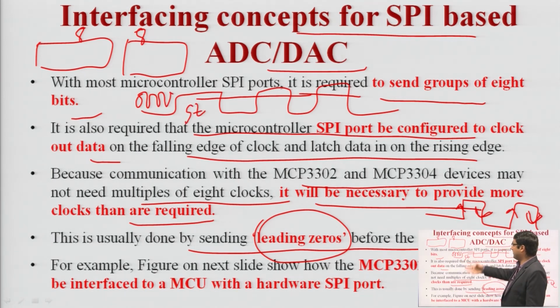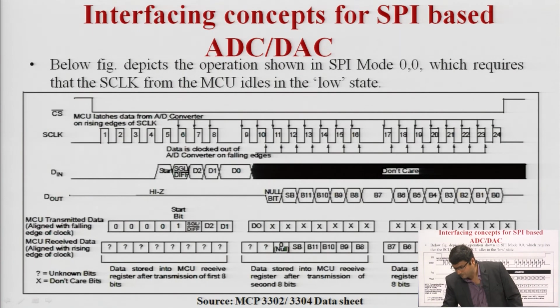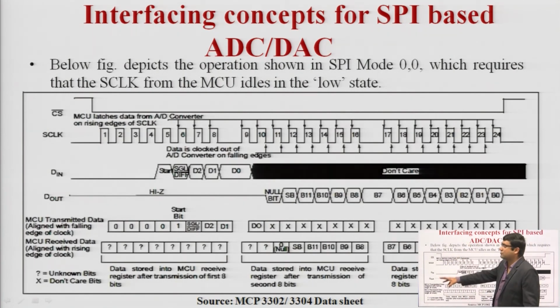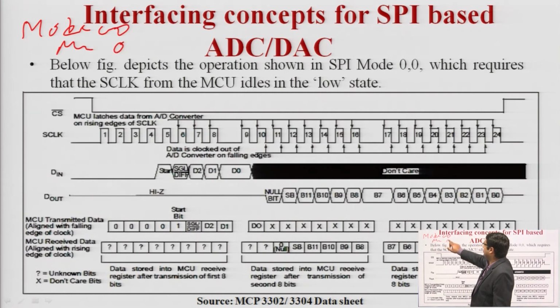What is the significance of these leading 0s? We will discuss in our next slide. For example, the figure on the next slide shows how the MCP devices can be interfaced to a microcontroller with the hardware SPI port. We will discuss with the timing diagram. This is the timing operation of the MCP3304. In this timing operation, you can see that there are 2 modes of operation, mode 00 and mode 11.